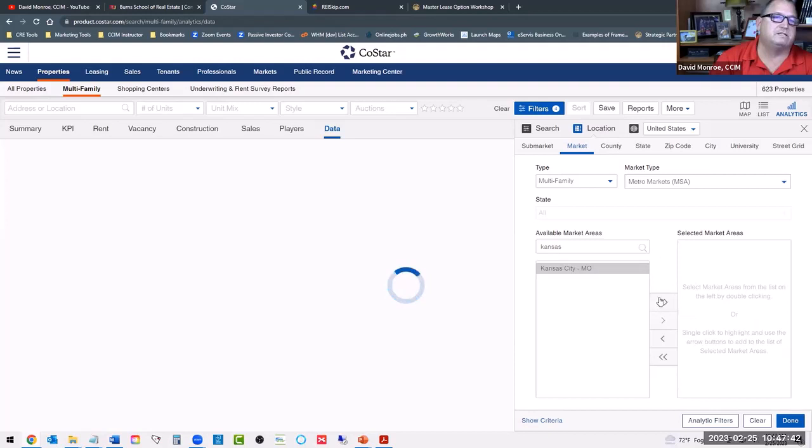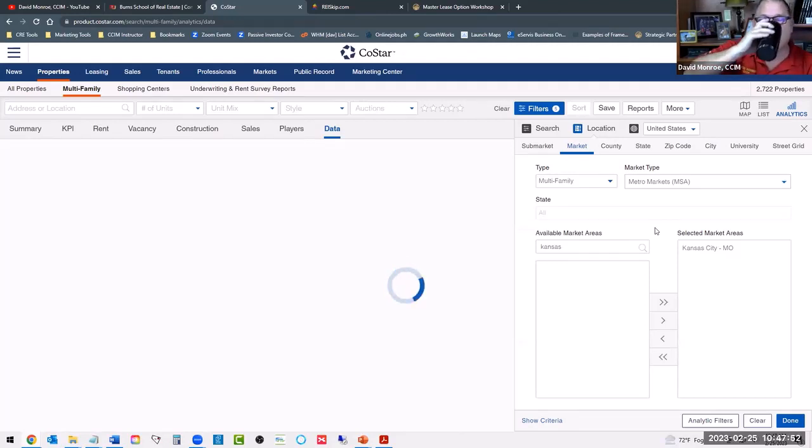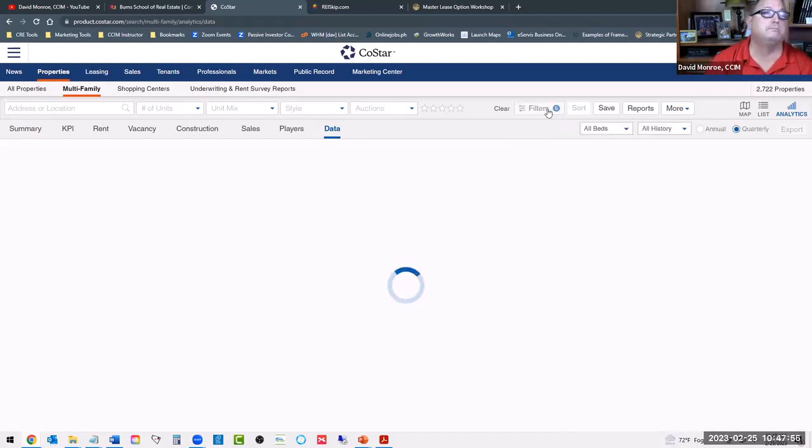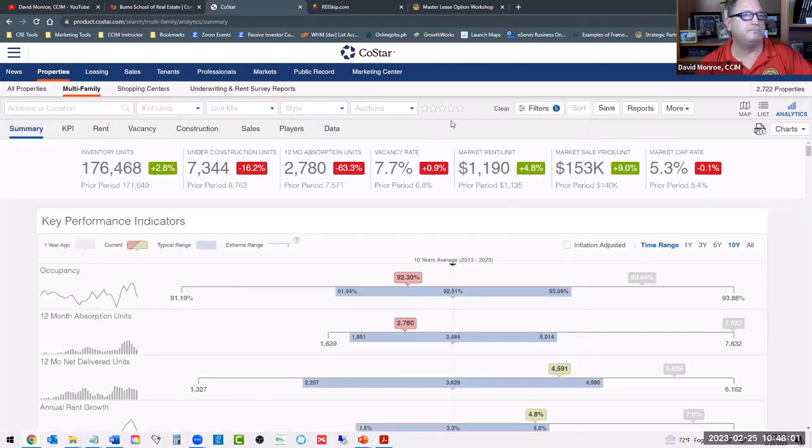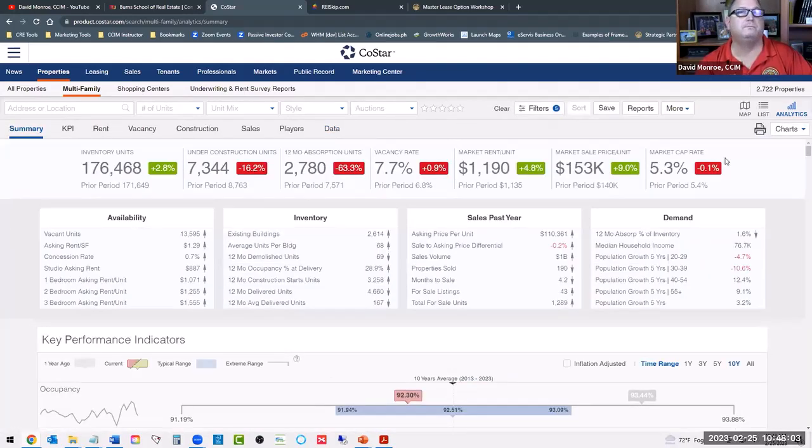That way you can see what deliveries look like and how properties absorb from those deliveries and how it affects occupancy and how it affects rents. So we'll let this come up. We'll start at summary again. All right. So 2,722 properties in the market, totaling 176,468 units. Still have 7,300 under construction, and absorption has slowed considerably.